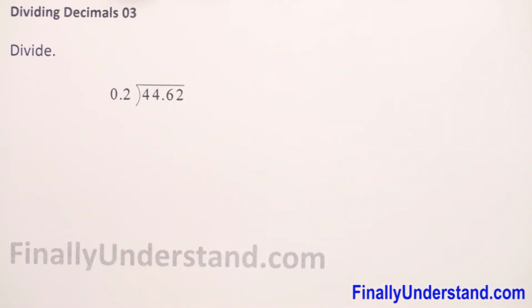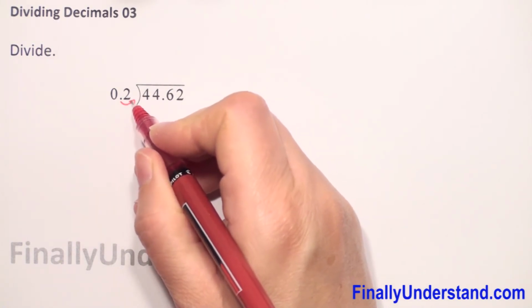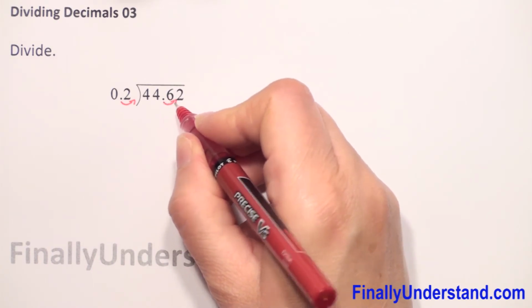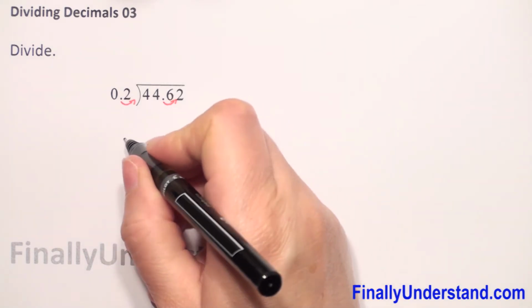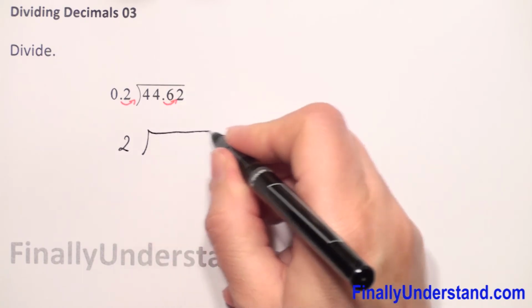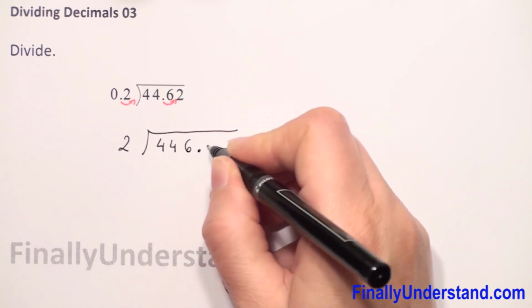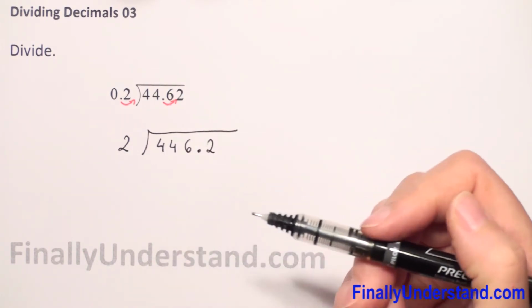So in this example, we have to move the decimal point 1 time to the right to get a whole number. The same we have to do with our dividend. We move 1 time to the right. So now we will have 2 as our divisor, and our dividend will be 446 decimal point 2. Now when our divisor is a whole number, we can do long division.